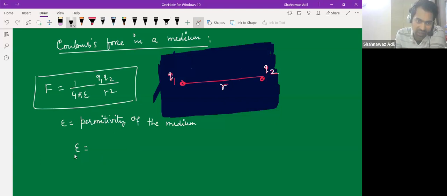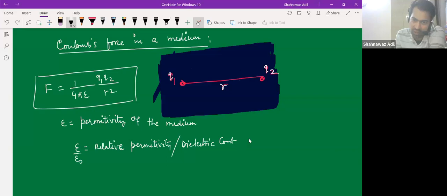When we divide this E by epsilon naught, that is called the relative permittivity, or it is also called the dielectric constant. This can be written as K or ER, right? Relative permittivity or dielectric constant. So E by epsilon naught is K.